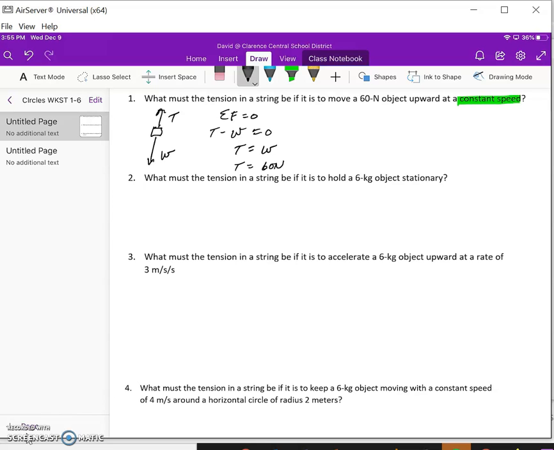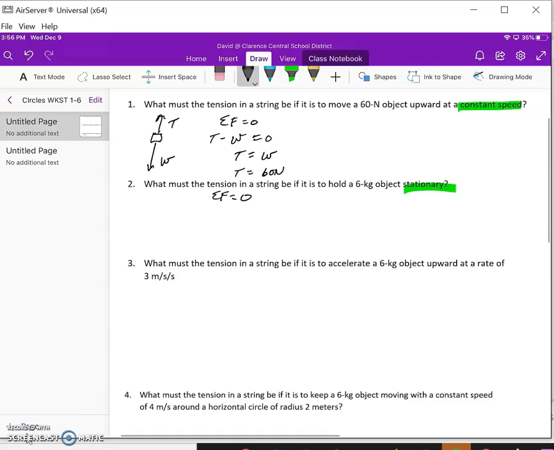Question 2: what tension in a string must there be to hold a 6 kilogram object stationary? Again, a stationary object, just like constant speed in number 1, means that the sum of the forces is equal to 0. We have the same force diagram as number 1, so I'm not going to repeat that. T and W are in opposite directions, so the tension equals the weight. The only problem is I don't know the weight, because 6 kilograms is actually the mass of the object. So I've got to work mass into this.